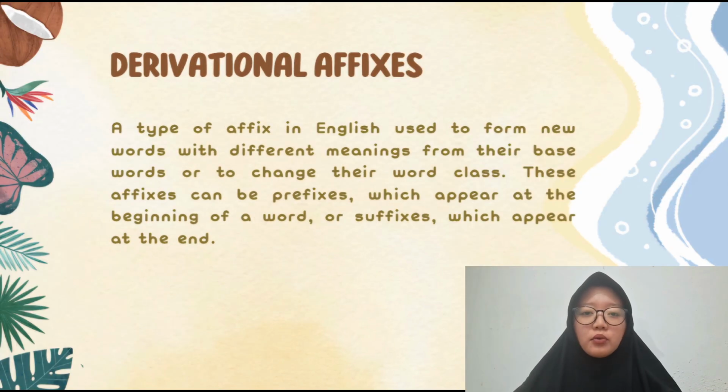Now, let's move to derivational affixes. These are types of affixes in English that are used to form new words with different meanings from their base word or to change their word class. These affixes can be prefixes, which appear at the beginning of a word, or suffixes, which appear at the end. Prefixes and suffixes are added to root words to create new words or to change their word class. For example, from a verb to a noun, or from an adjective to an adverb.